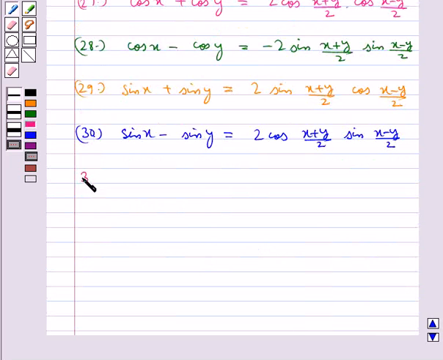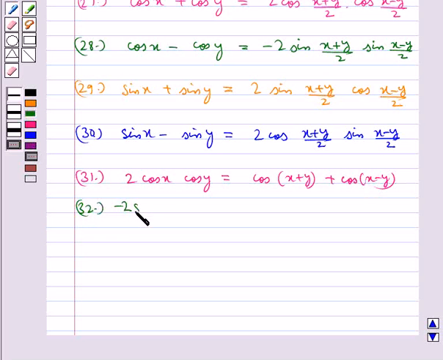Next is 2 cos x multiplied by cos y is equal to cos of x plus y plus cos of x minus y. Then minus 2 sin x sin y is equal to cos of x plus y minus cos of x minus y.